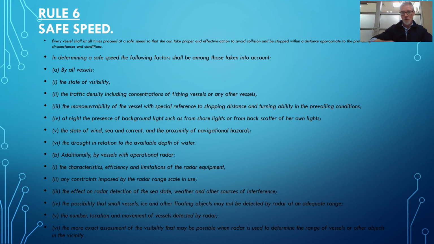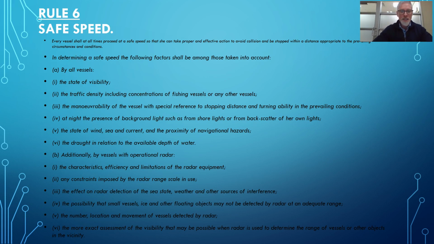At night, the presence of background lights, such as from shore lights and from backscatter of our own vessels. So that's those lights I talked about last week in radar. Your deck lighting, okay? You can't have your deck lighting so that it's going to interfere with your night vision. The state of wind, sea, current, and the proximity of navigational hazards. The draft, very important, the draft in relation to the available depth of water.